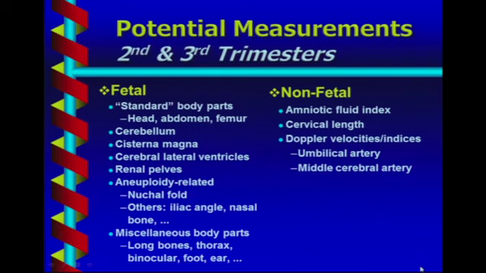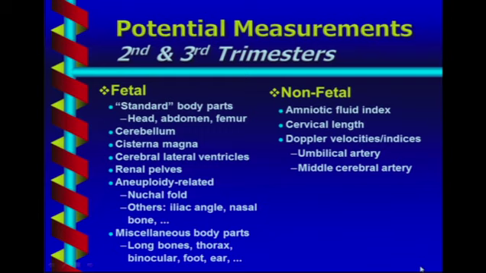In the second and third trimesters, the number of potential measurements that one could measure really explode. Many, many fetal body parts, in addition to the standard measurements of the head, abdomen, femur, measuring the cerebellum, cisterna magna, and quite a few others. And then there are some non-fetal measurements: the amniotic fluid index, cervical length, and some Doppler velocities and indices.